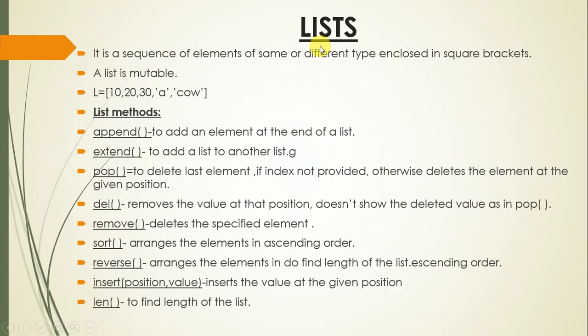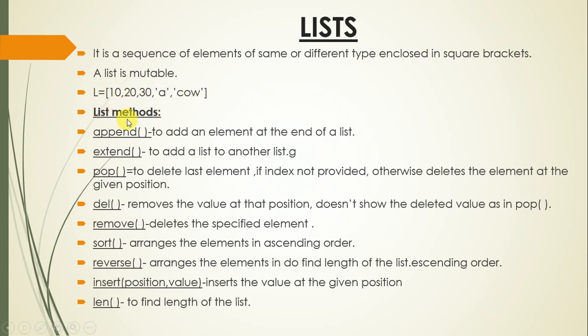Next comes the topic list. A list is a sequence of elements of the same or different types enclosed in square brackets. And a list is mutable, that is, we can make changes in a list. A list can be written like this: L equals [10, 20, 30, 'A', 'cow']. So we have integer type data and also character or string type data enclosed in the square brackets.